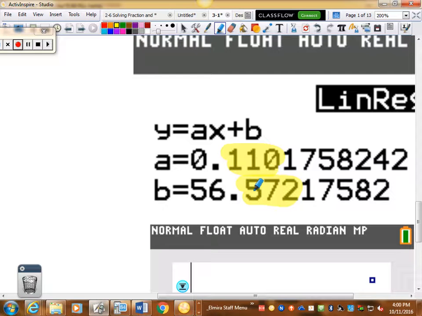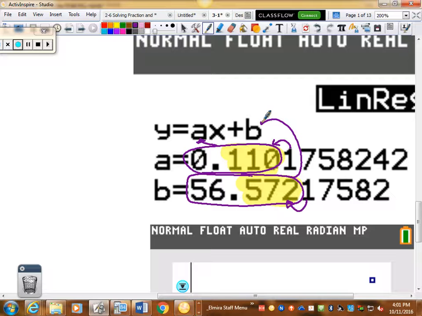Now before I just copy these numbers, remember I have to check proper rounding. What does 1 tell the 0 to do? Stay the same. What does 1 tell the 2 to do? Stay the same. So I would just take this value, 0.2110, and sub it in for the rate of change. The A is the rate of change. I would sub this value in for the B.